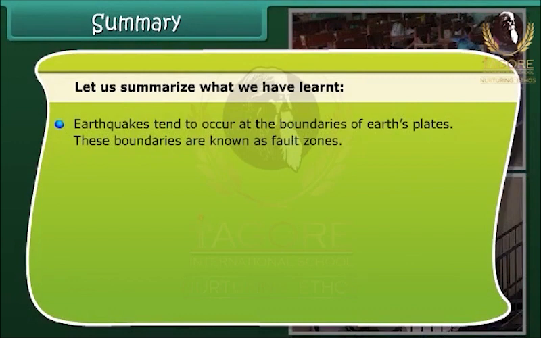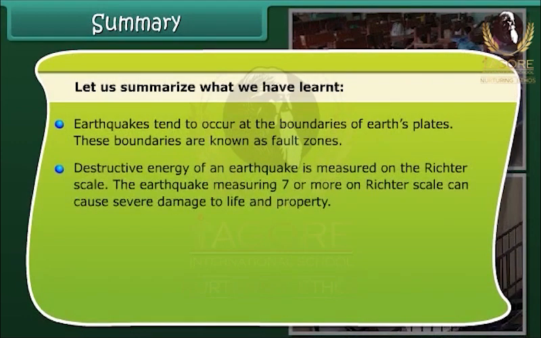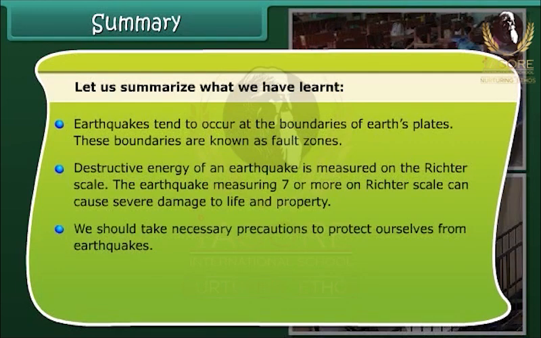Earthquakes tend to occur at the boundaries of Earth's plates. These boundaries are known as fault zones. Destructive energy of an earthquake is measured on the Richter scale. An earthquake measuring 7 or more on the Richter scale can cause severe damage to life and property. We should take necessary precautions to protect ourselves from earthquakes.